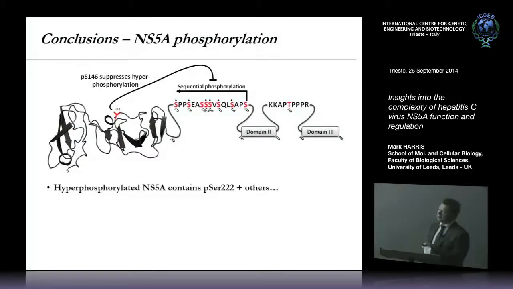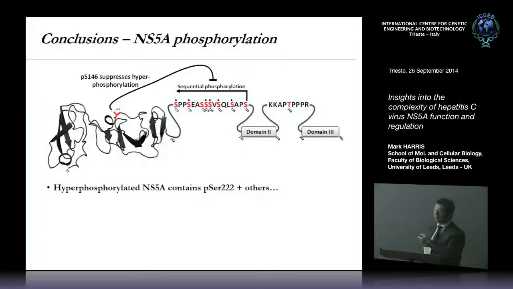So what I think I've shown you is that hyperphosphorylated NS5A contains phosphoserine 222 plus lots of other phosphorylation sites. And I don't think that sequential phosphorylation across here is sufficient to completely recapitulate hyperphosphorylation. I think the basal form has to have something else happening to it. So maybe there's another phosphorylation somewhere else.